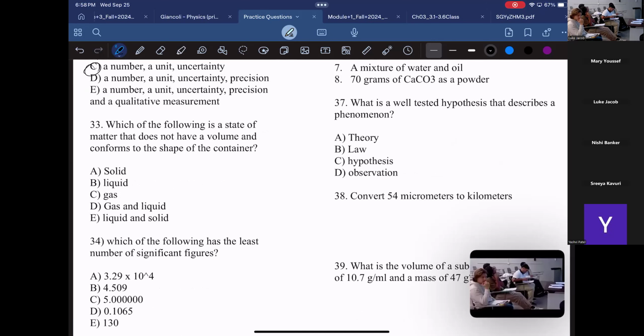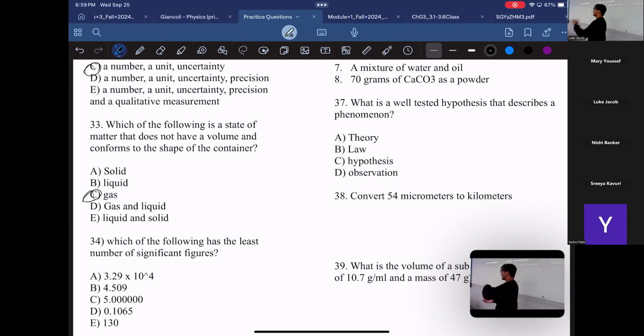Which of the following is a state of matter that does not have a volume and conforms to the shape of a container? Gas. Yes, gas is correct, right? Gas, like think of the room. The gas is taking up this whole room. You could also put it in a gas tank and it's the same thing. That's a good way to think about it.